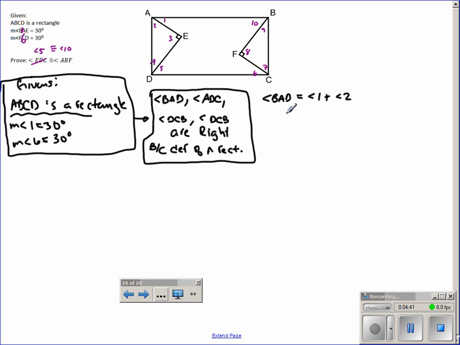So in other words, this corner is the same as adding these two smaller angles together. Angle ADC is a result of adding angle 4 to angle 5. Angle DCB is the result of adding angle 6 to angle 7. And angle CBA is the result of adding angle 9 to angle 10.